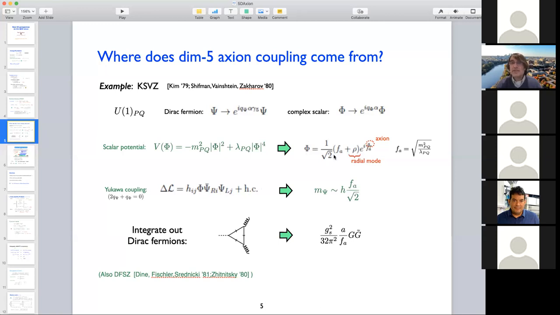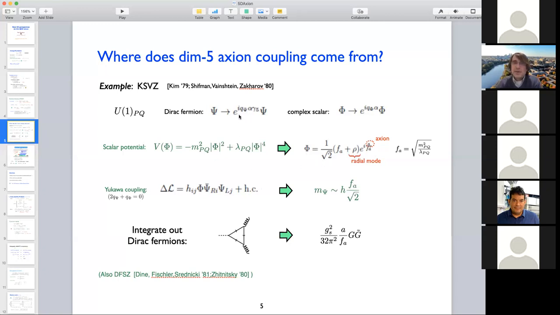And again, it's just like the Higgs. You have a VEV here, v over root 2. And here's the radial mode. And then the axion just sits in the angular part of this exponential. And so phi here is a complex scalar. There are actually 2 degrees of freedom, rho and a.